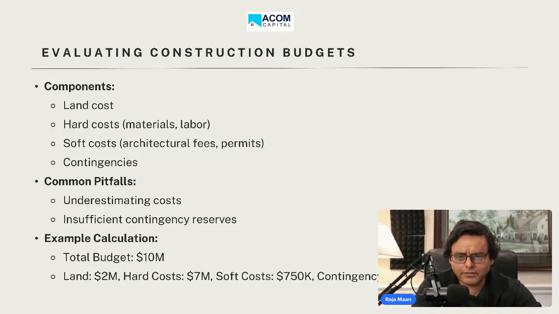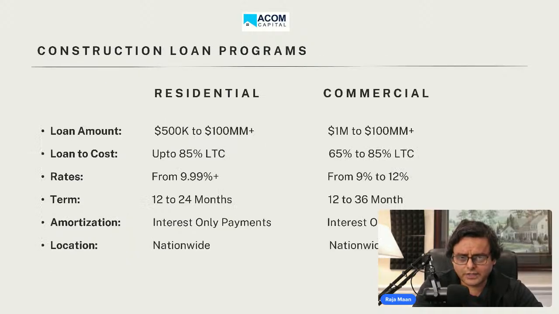That's an example of a calculation. Total budget $10 million. That's very basic information. You don't need to know that, but I still go through it. $10 million total budget. Land value is $2 million. Hard cost is $7 million. That's the construction cost, and soft cost $750,000. Contingency $250,000. So altogether $10 million.